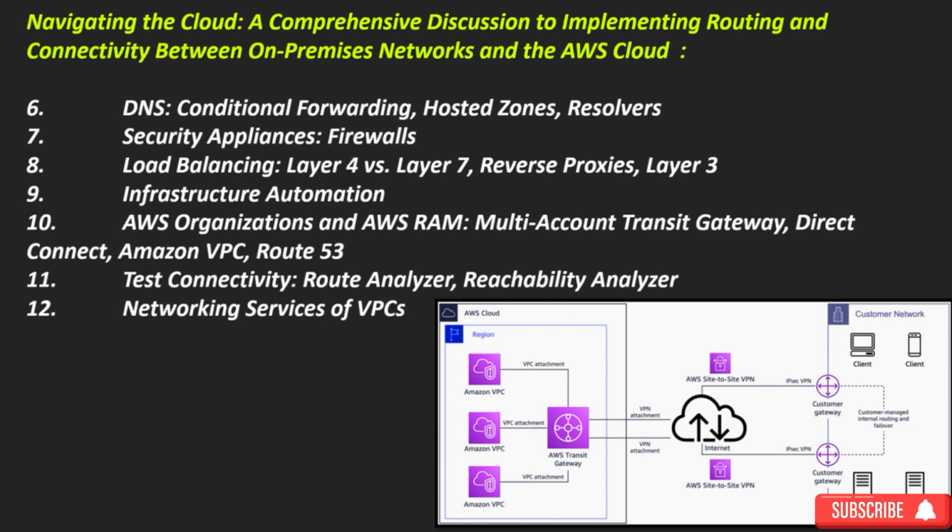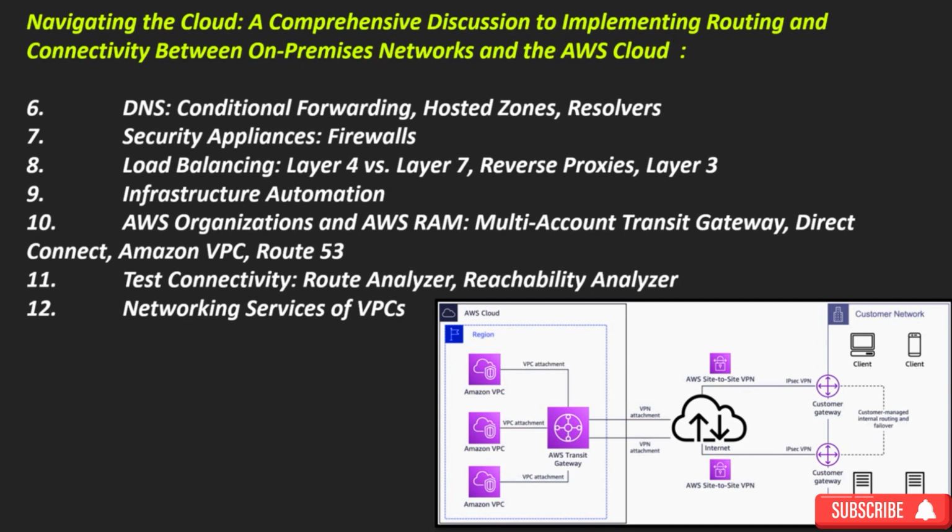Efficient distribution of incoming network traffic is achieved through load balancing. So delving into the differences between layer 4 and layer 7 load balancing, and understanding reverse proxies and the role of layer 3 in load balancing, is very essential for maintaining high availability. Ninth will be infrastructure automation, which is also an important stage to scale operations seamlessly. Infrastructure automation is a very important key. Leveraging AWS services for automation ensures that changes to the network are managed efficiently and consistently.